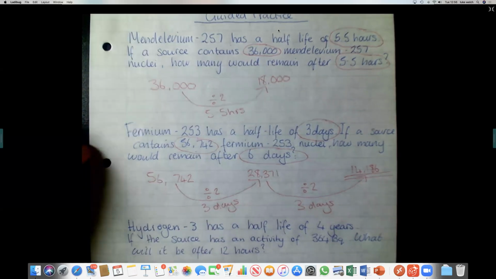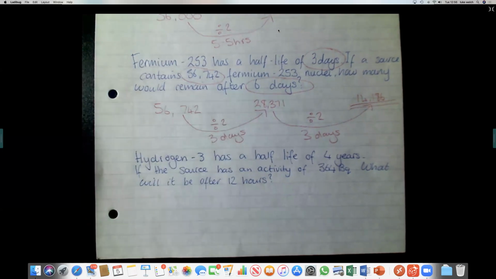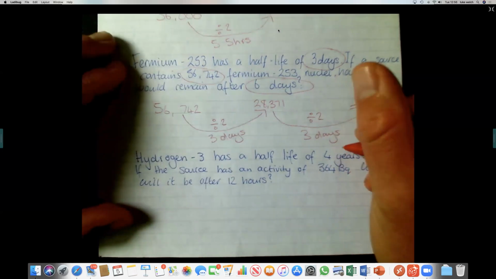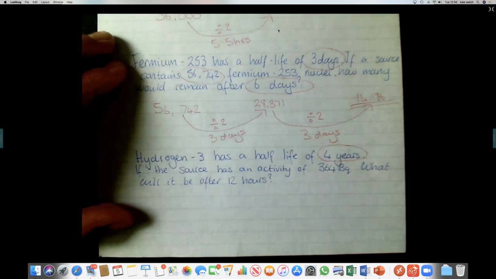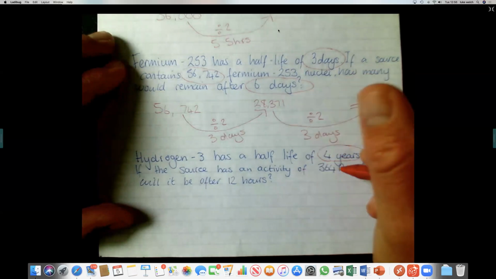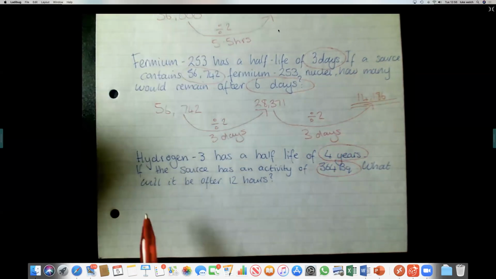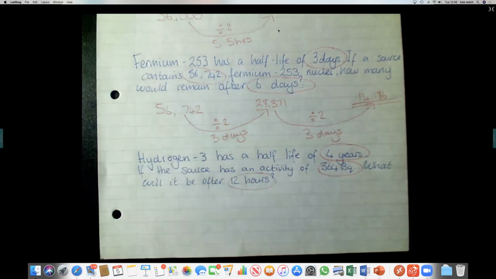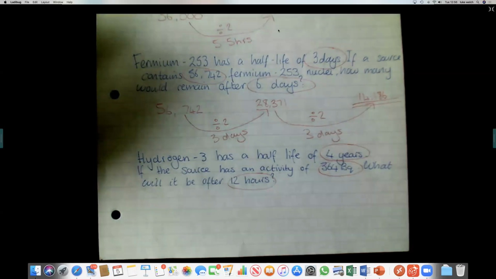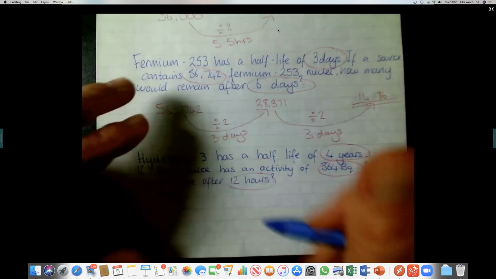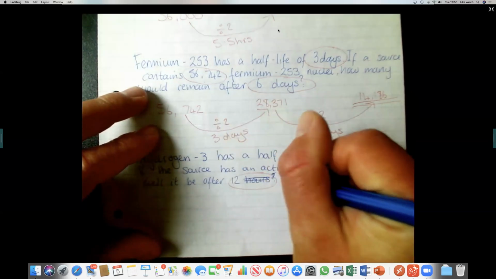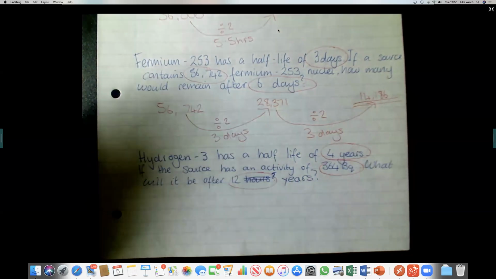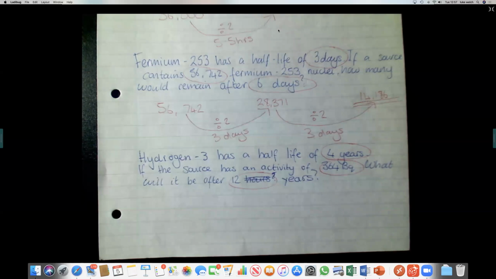Now moving on, our final example we're going to do together. Hydrogen-3 has a half-life of 4 years. So this time we'll circle it as we go through it. If the source has an activity of 364 becquerel, what will it be after 12 hours? What do we think? Okay, and I think what the question should be saying, so we'll make a correction here, is 12 years. Okay, so apologies for the mistake there. 12 years. What will the activity be after 12 years?